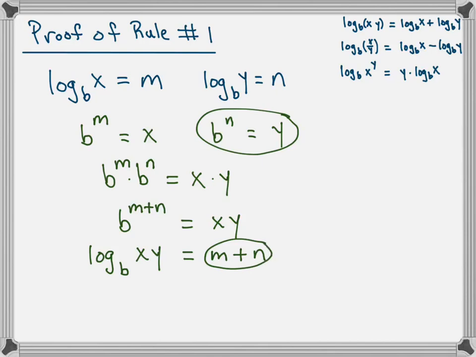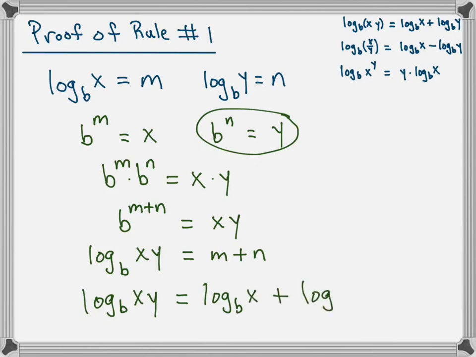We've got this thing right here. Well, I've got m right here and n right here. Let's just go ahead and switch those out. So we're going to go log base b of xy equals m, which is log base b of x, plus n, which is log base b of y. And so there's your hallelujah. Got it. Proved it.